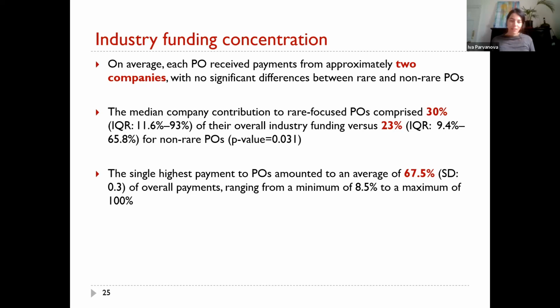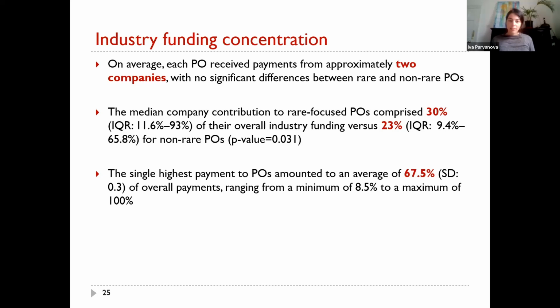So what we found here is that each patient organization, I'm sorry, there's a mistake here, and it's approximately one company, not 2 companies. So we found that each patient organization received payment on average from one company, and there wasn't a significant difference between rare and non-rare patient organizations.